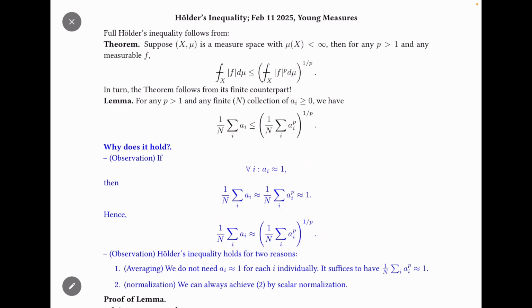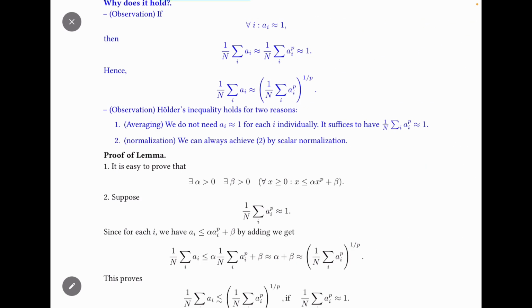Now, why does Hölder's inequality hold for all combinations of a_i, which could have a mixture of really large values, bigger than 1, and really small values, less than 1? The reasoning, I believe, is two things. You don't need each individual one of these a_i to be comparable to 1. You only need the average to be comparable to 1. That will be one of the real reasons why Hölder's inequality holds.